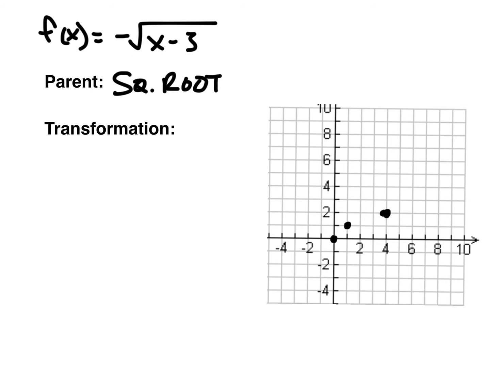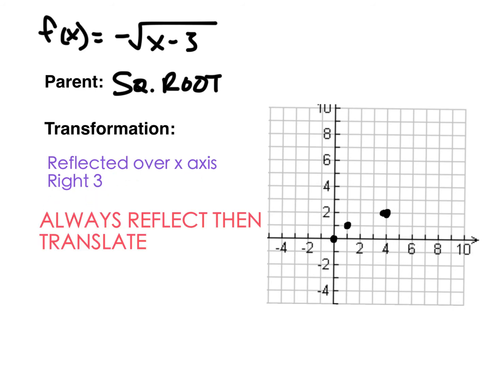All right, our transformation for this function is that it's been reflected over the x-axis and moved right 3. So here's the tricky part. Which part do we do first? Do we reflect it over the x-axis first or move it right 3 first? So be sure to take note that we always reflect first and then translate. Okay? So first let's reflect this function, and then we'll translate them each right 3.